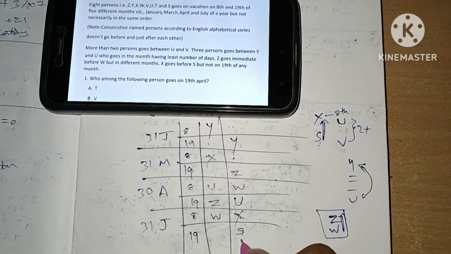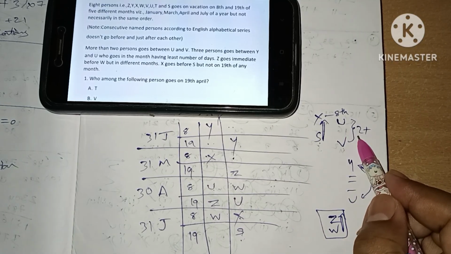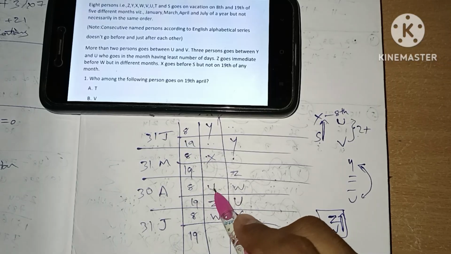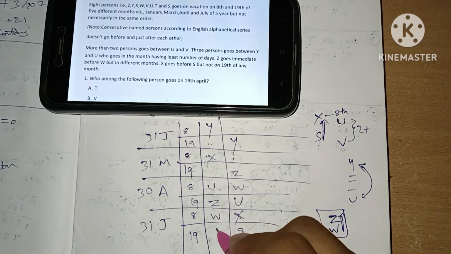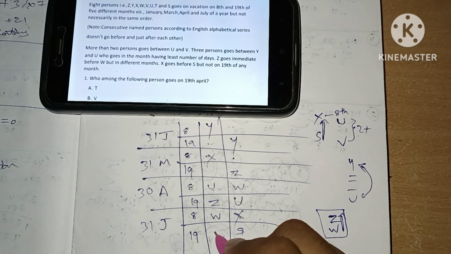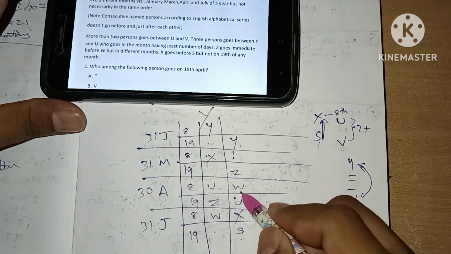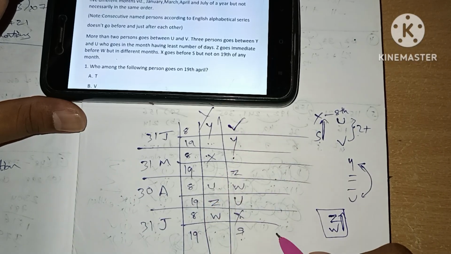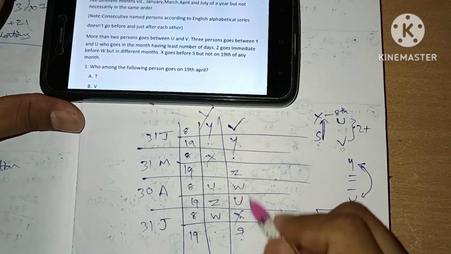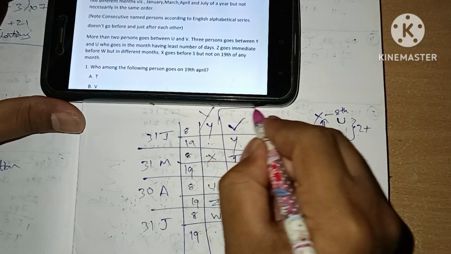Okay. Next, what we see is U and V have more than 2 people in between. Here we cannot place V, and here also we cannot place V. So totally this case fails. In the next case we can place V in this place. So we are left with only T. So this is the solution of our puzzle.